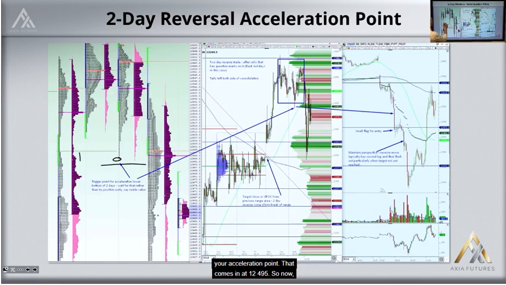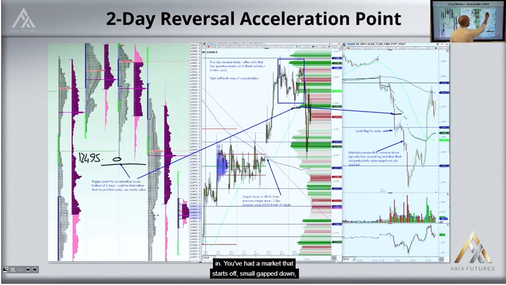That comes in at 12.495. So now you've got a reference to try and take this trade on with. You know exactly where you're interested, and it's on the break of this low. And when you get that, this is where it comes in.